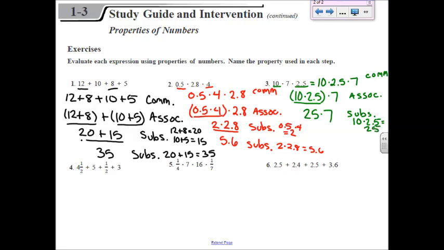And then the last step is to do 25 times 7. Well, I know that 2 times 7 would be 14, so 20 times 7 is 140. And 5 times 7 is 35, so 140 and 35 is 175. And that's substitution.